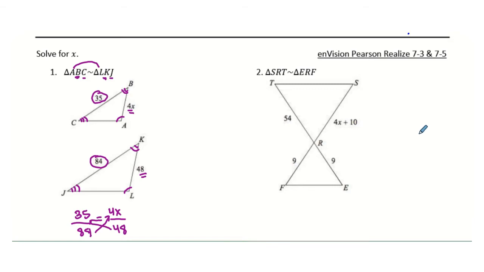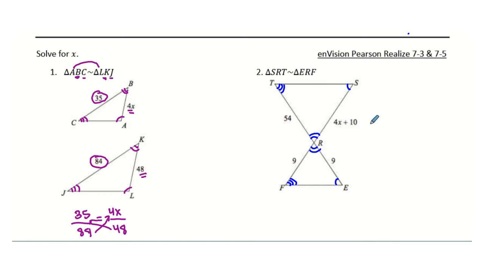So if we look at example 2, my similarity statement is that triangle SRT is similar to triangle ERF. So that means that angle S is congruent to angle E. Angle R is congruent to itself. That makes sense since we have vertical angles there. And then angle T is congruent to angle F. Now that I have that set up, it's going to be easy for me to set up my proportions.